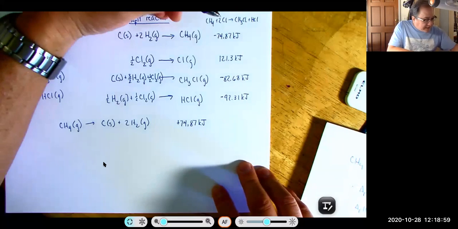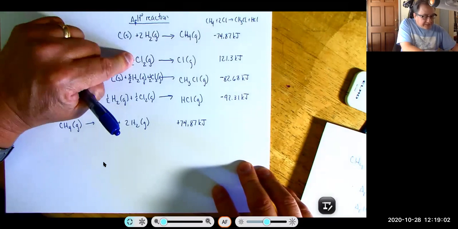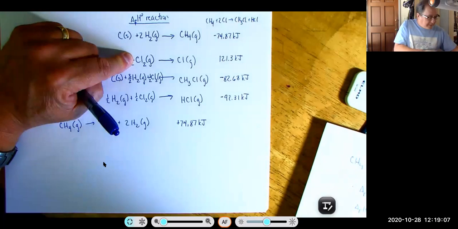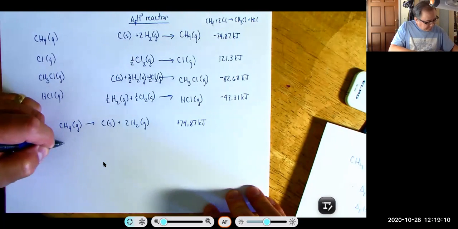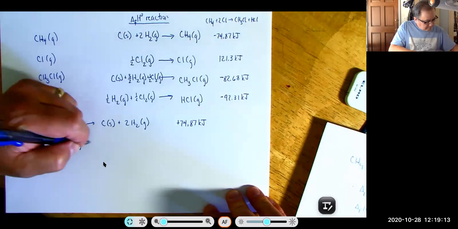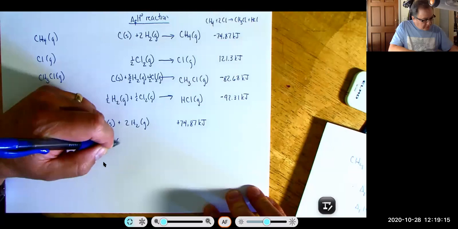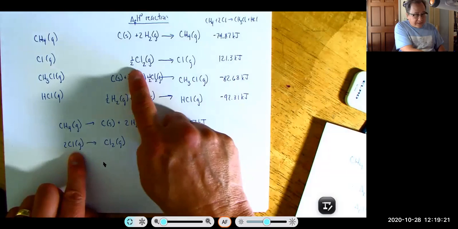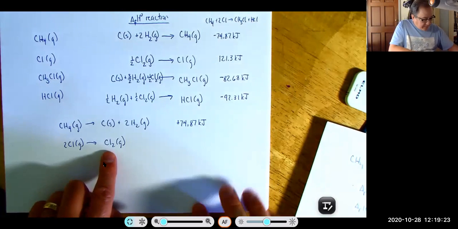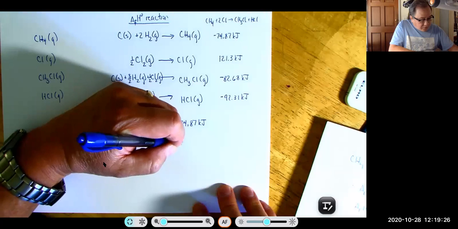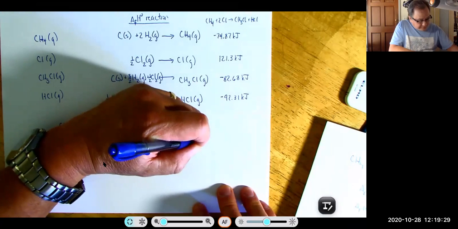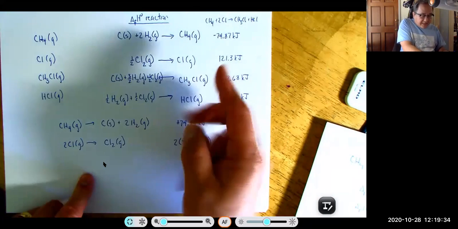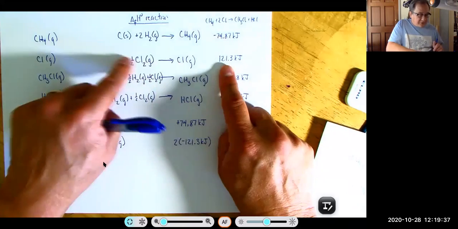Now, to get my 2 Cls, I need this reaction, but I need the Cls as a reactant, and I need 2 of them. So I'm going to reverse this reaction and double it. When I double Cl, I get 2 Cl gas. When I double 1/2 Cl2, I get 1 Cl2. And then I'm going to have 2 times negative 121.3 kilojoules. Since I reversed the reaction, I take the negative of that, and since I doubled the reaction, I also double it.